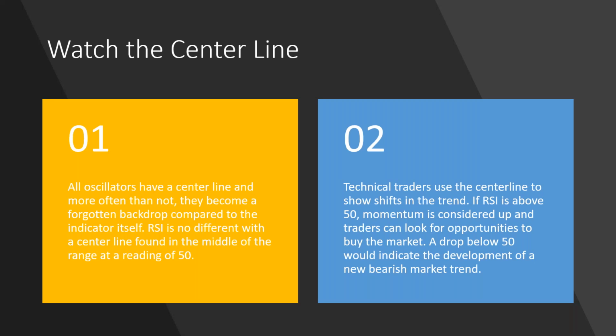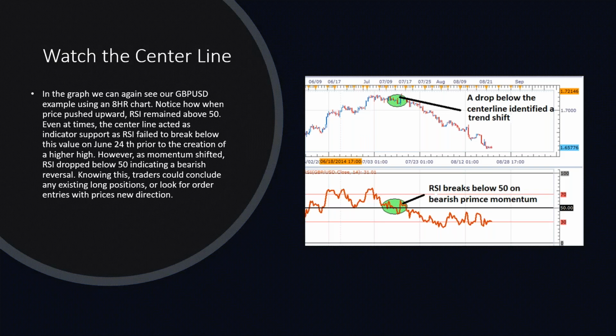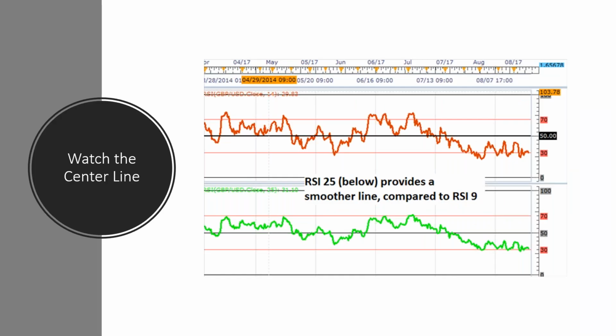Okay. So all oscillators have a center line, and more often than not, they become a forgotten backdrop compared to the indicator itself. RSI is no different, with the center line found in the middle of the range at the reading of 50. Technical traders use the center line to show shifts in the trend. If RSI is above 50, momentum is considered up, and traders can look for opportunities to buy into that market. Just look for opportunities. A drop below 50 would indicate the development of a new bearish trend. So keeping an eye on that center line can be crucial.